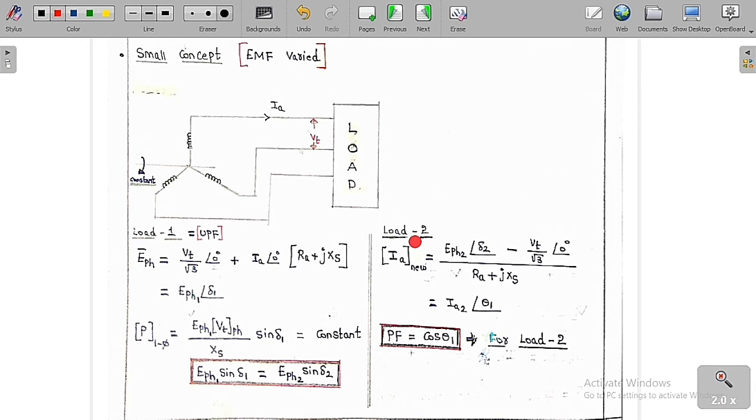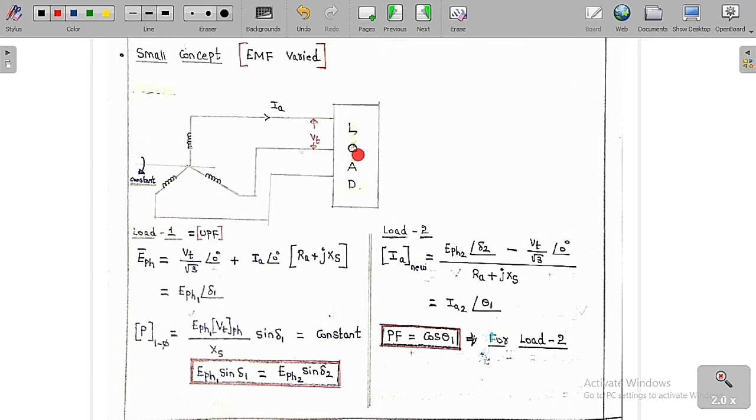Suppose I go for the load 2. If I keep another load, then what is the new armature current? We have to use the phase values. The terminal voltage is always the same, which is VT by root 3 at an angle of 0 degree, minus EPH2 at an angle of delta 2.